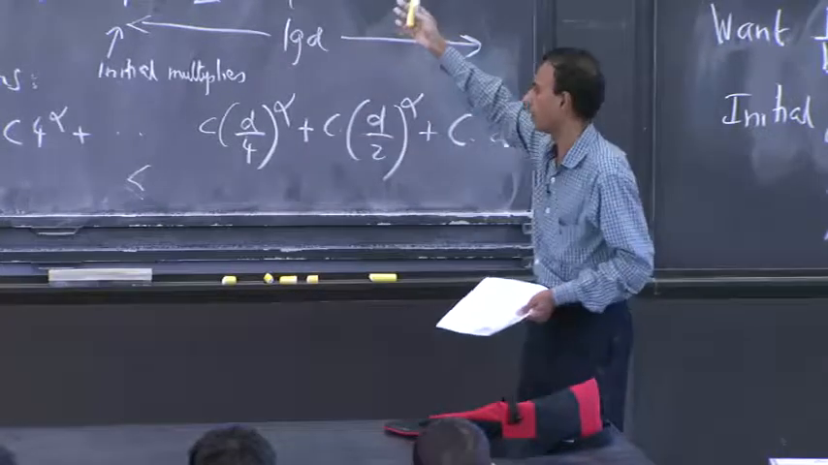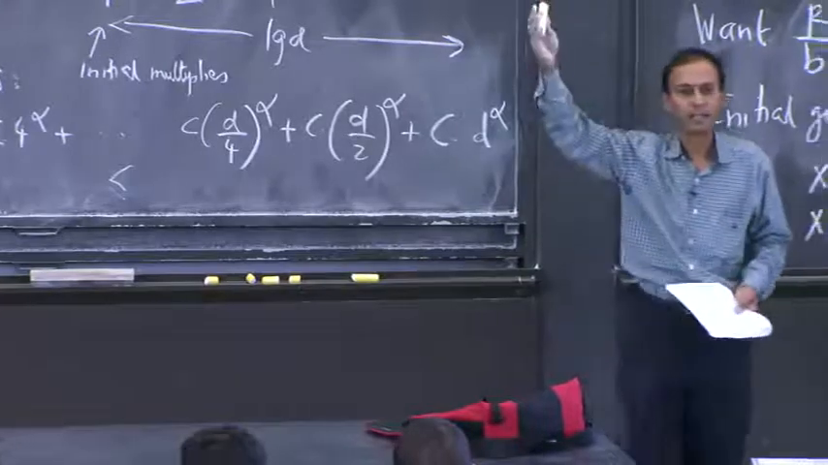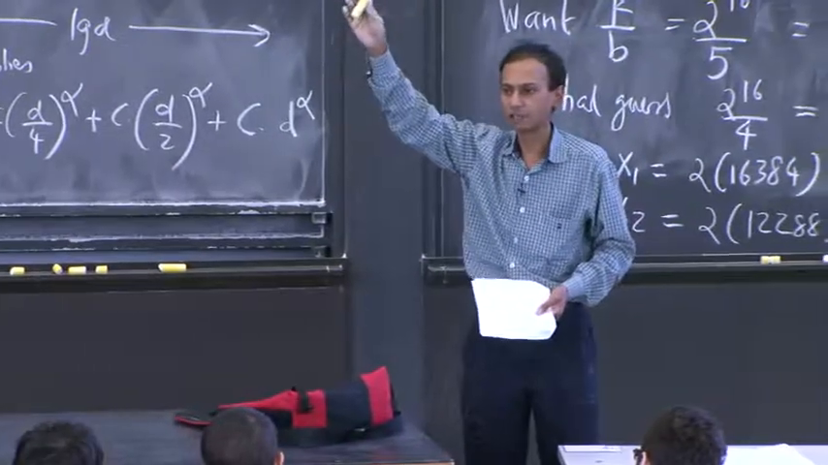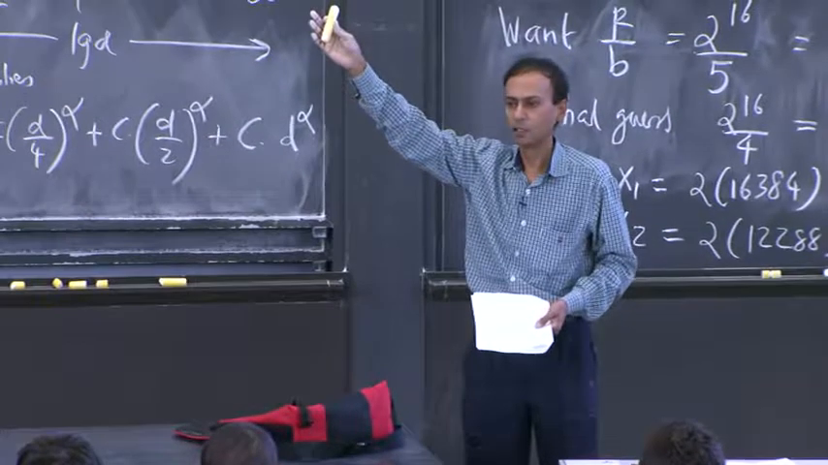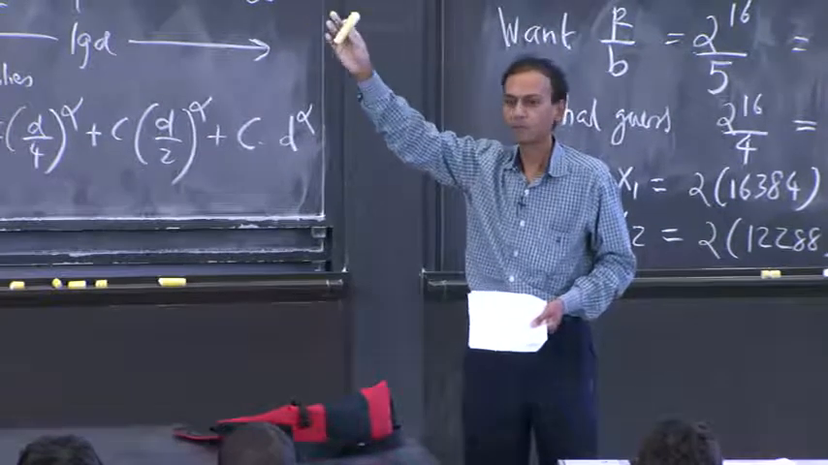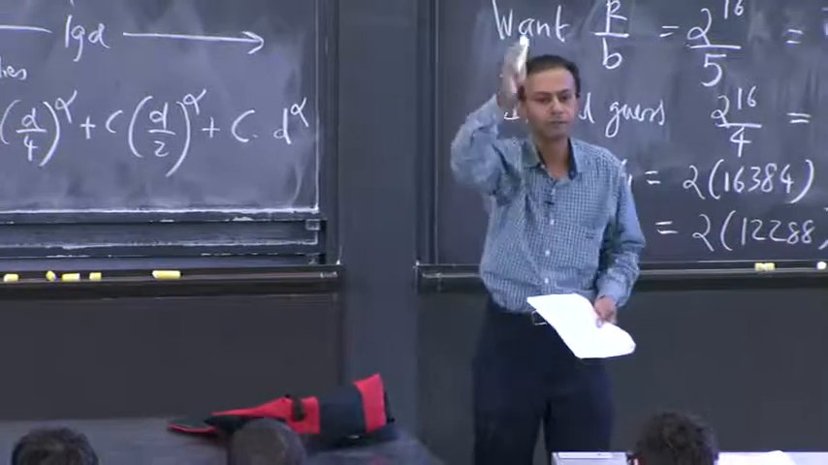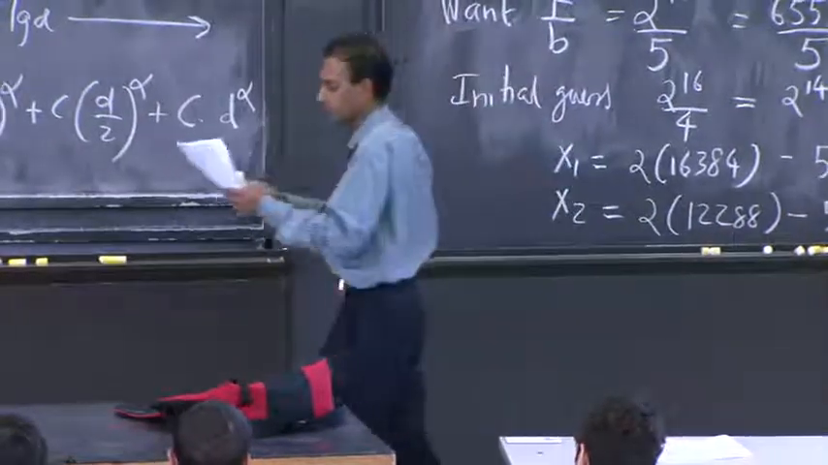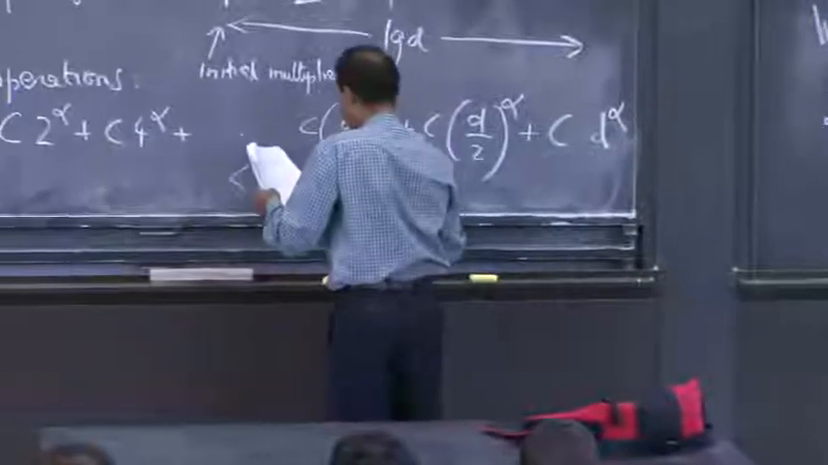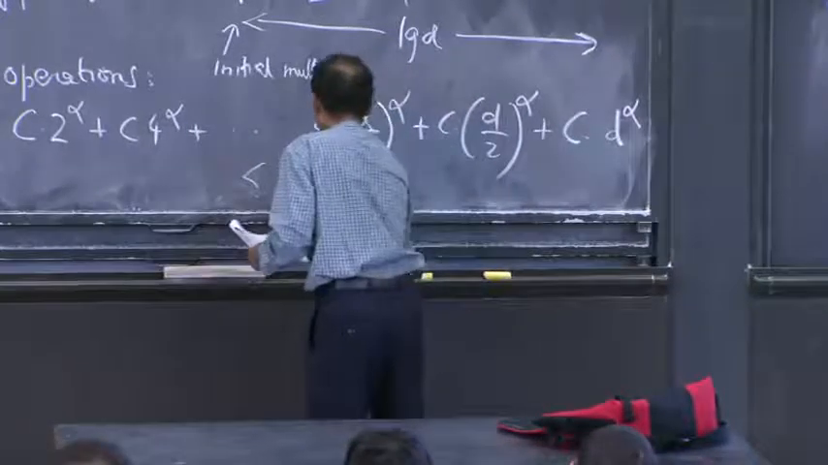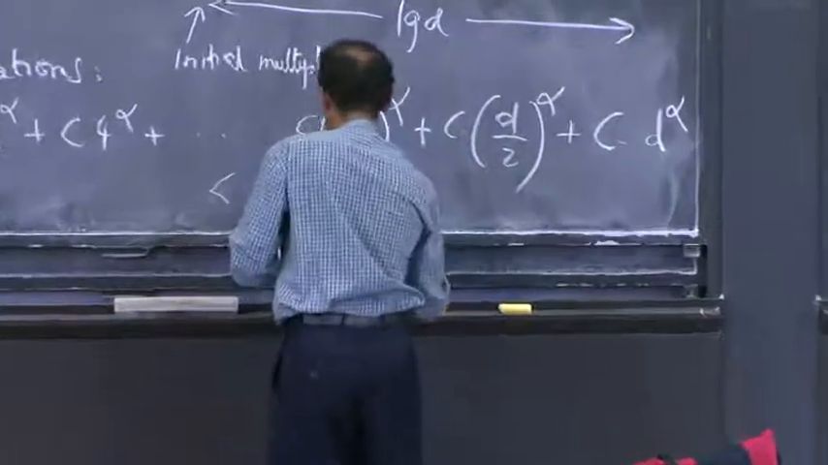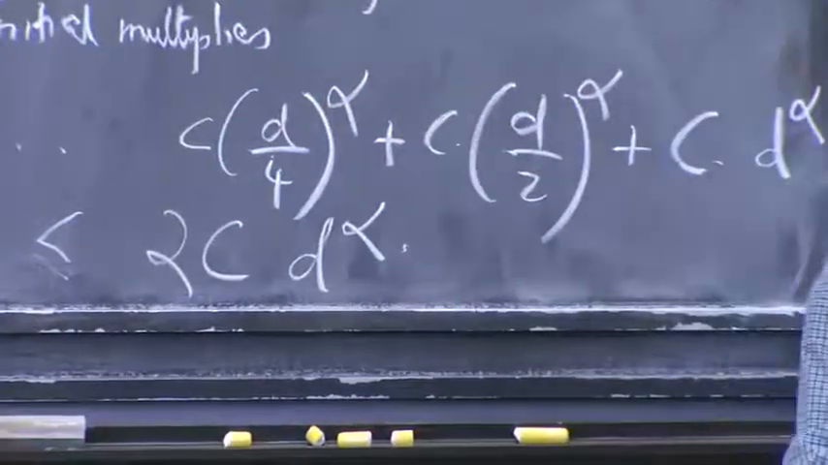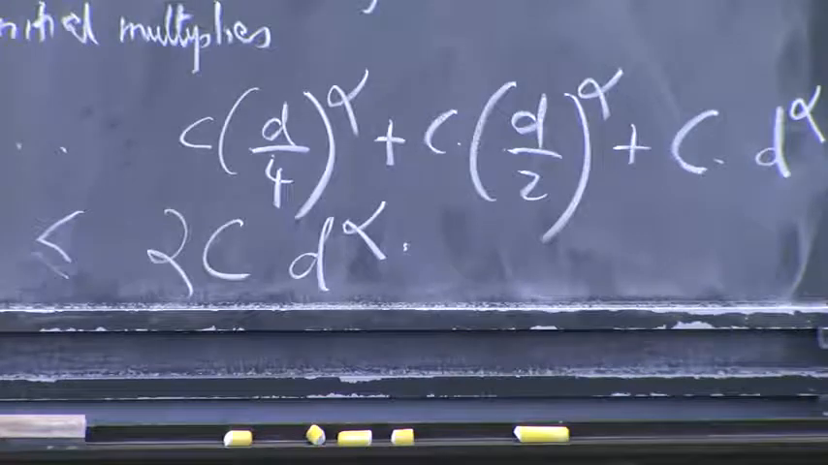Just plug in a value of alpha, and then remember your convergent geometric series and things like that. What is that? Someone? Yeah? It's just some constant times d to the alpha. That's exactly right. It's just some constant times d to the alpha. And in fact, you can say it's 2c d to the alpha. Okay? Right? I'll keep a cushion for you aside.